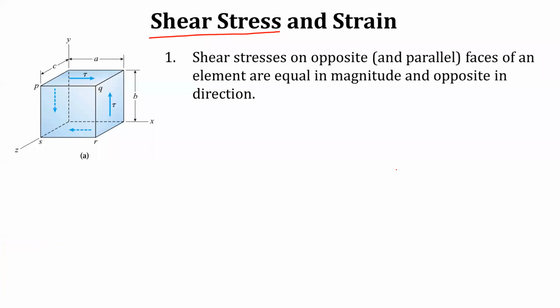The first is the shear stress on opposite and parallel faces. Okay. This face and this face, both are opposite and parallel. The shear stresses acting on these two faces are equal and opposite in direction. On this surface, the shear stress is acting in the upward direction. If it is acting in the upward direction, the other force should be in the downward direction.